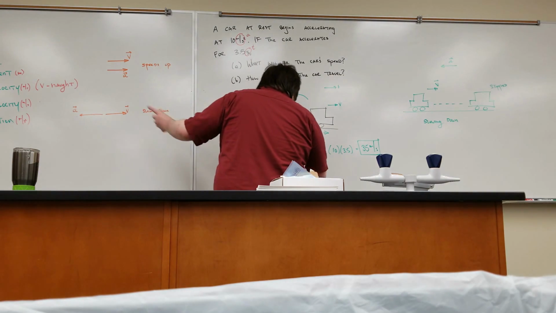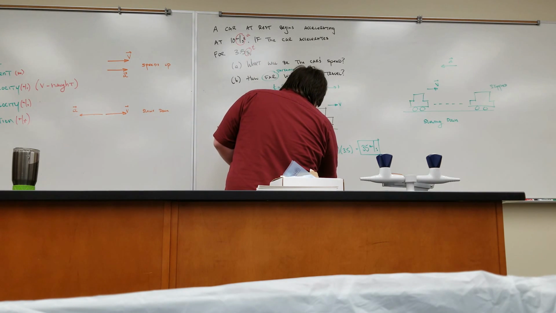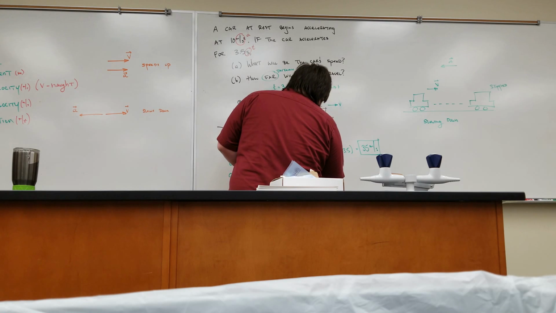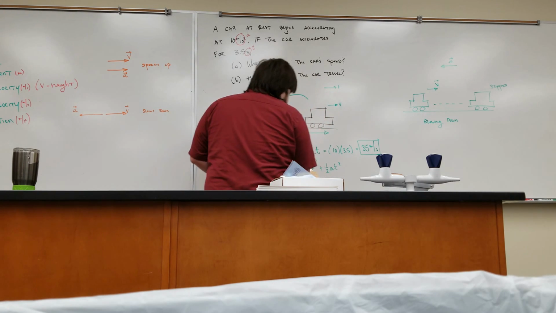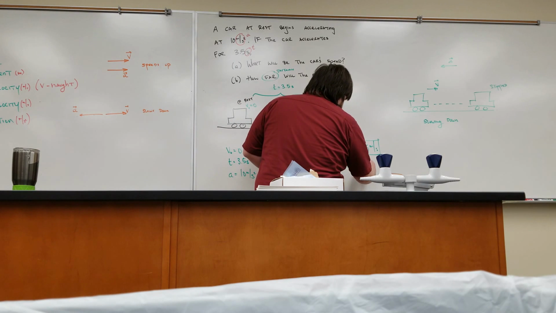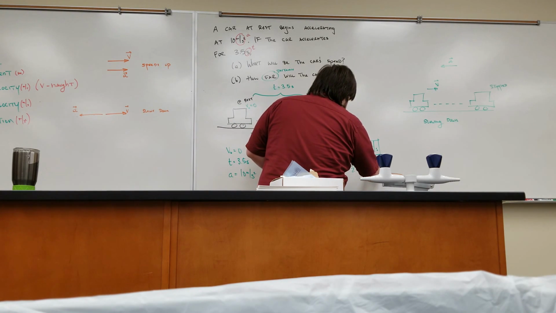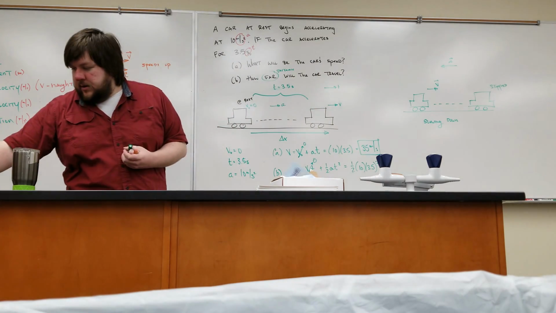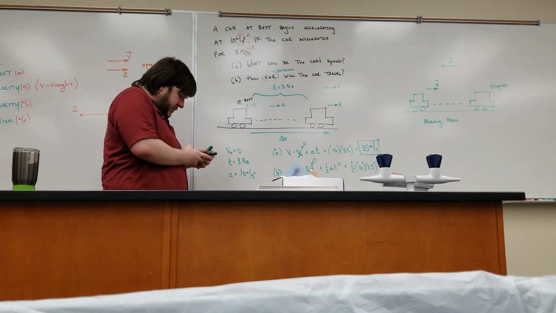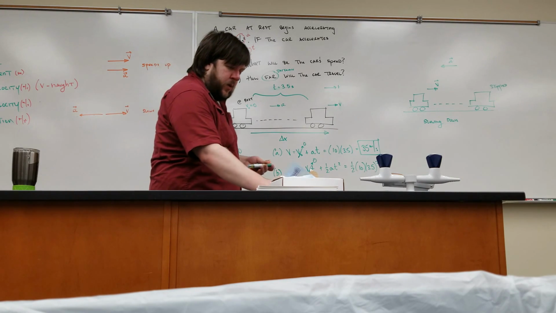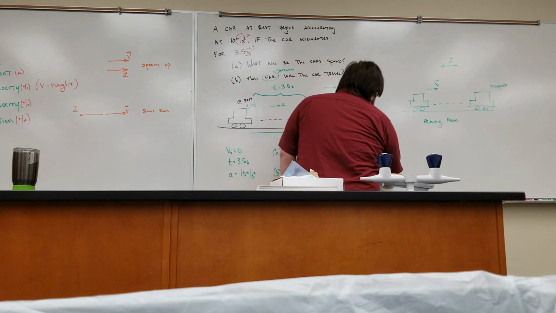So we said first equation, delta x is v naught t plus 1/2 AT squared. V naught is 0, so I ignore that first term. 1/2 A is 10, T is 3.5 squared. That is 61.2.